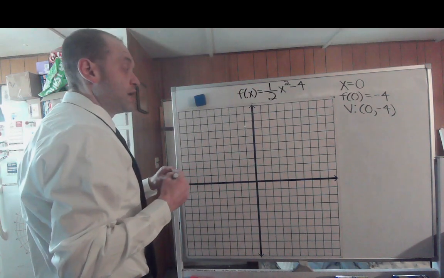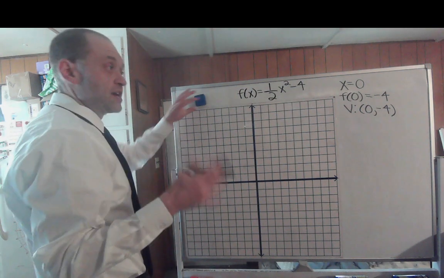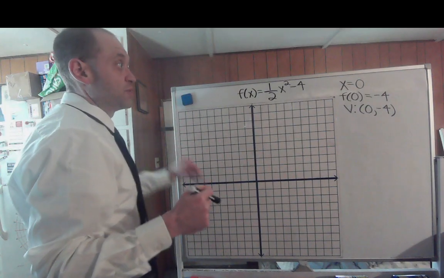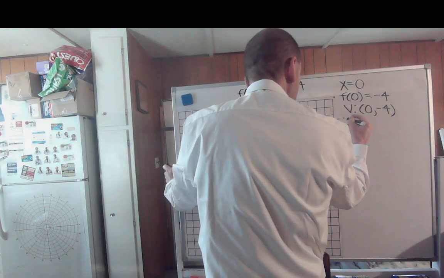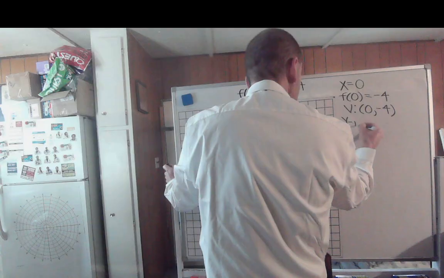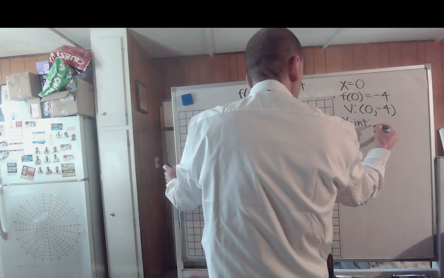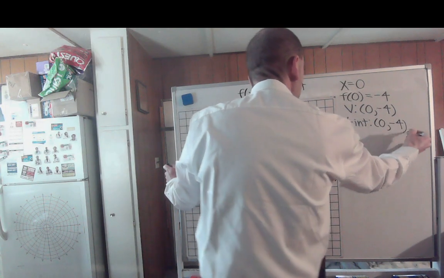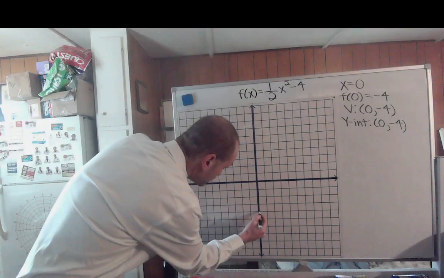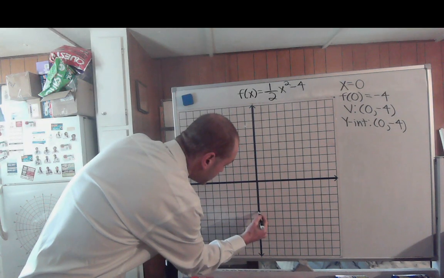All right, now in this case, again, let's try to find y-intercepts. That's when x is 0. It turns out in this case your vertex is also your y-intercept. That's going to be at 0, negative 4. So let's go ahead and plot 0, negative 4. That would be right there.